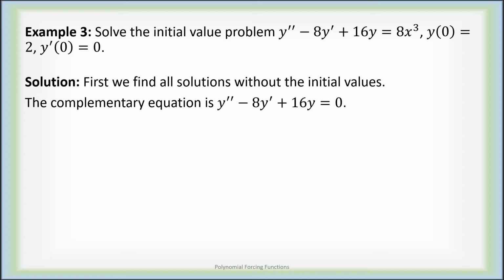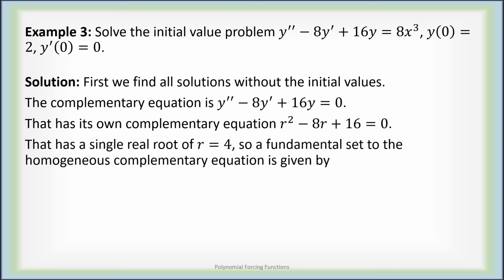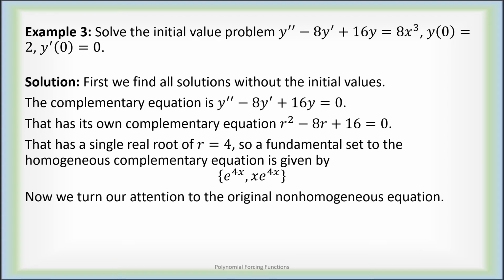The complementary equation is given by y double prime minus 8y prime plus 16y equals 0. That has its own complementary equation, r squared minus 8r plus 16 equals 0. This has a single real root. It factors as (r minus 4) squared. So a fundamental set of solutions to the homogeneous complementary equation is given by e to the 4x and x e to the 4x. Now we can try to solve for one particular solution to the original non-homogeneous equation.